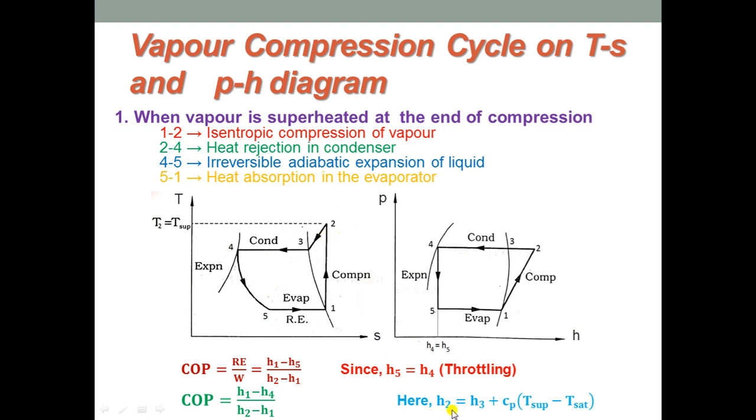So, it is given by H2 is equal to H3 plus Cp into (T superheated minus T saturation), where T superheated is the superheated temperature and T saturation is the saturation temperature. So, using this expression we will find out H2, and then by having all other parameters we will get the COP of the case when the vapor or the refrigerant is in superheated condition at the end of compression.